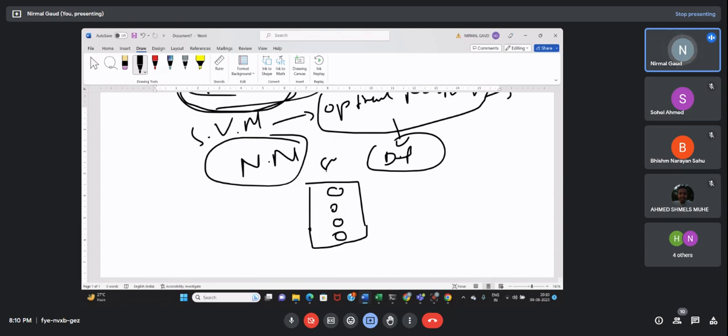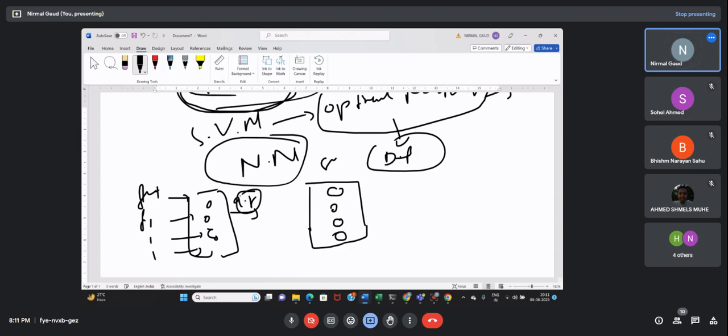Now, how is this separated? For example, you have an input layer with neurons. You give data points to it, the input features x1, x2, x3, all these features are given here. Then what do you have? You have an activation function.